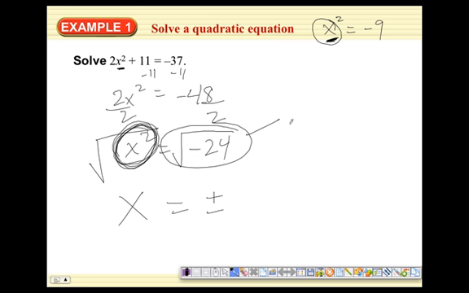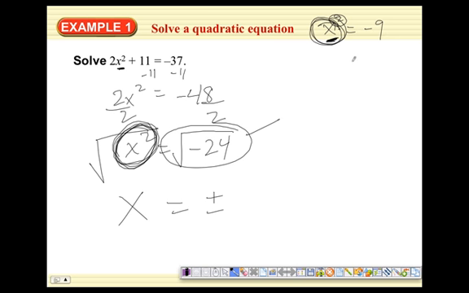Negative 3? Put in negative 3. What do you get? 9. No. Positive 3? No. Cannot be. Here's where we use the imaginary number. Any real number, if you square it, will always be positive. There's no real number that, if you square it, will be negative 9. That's where imaginary numbers come into play.